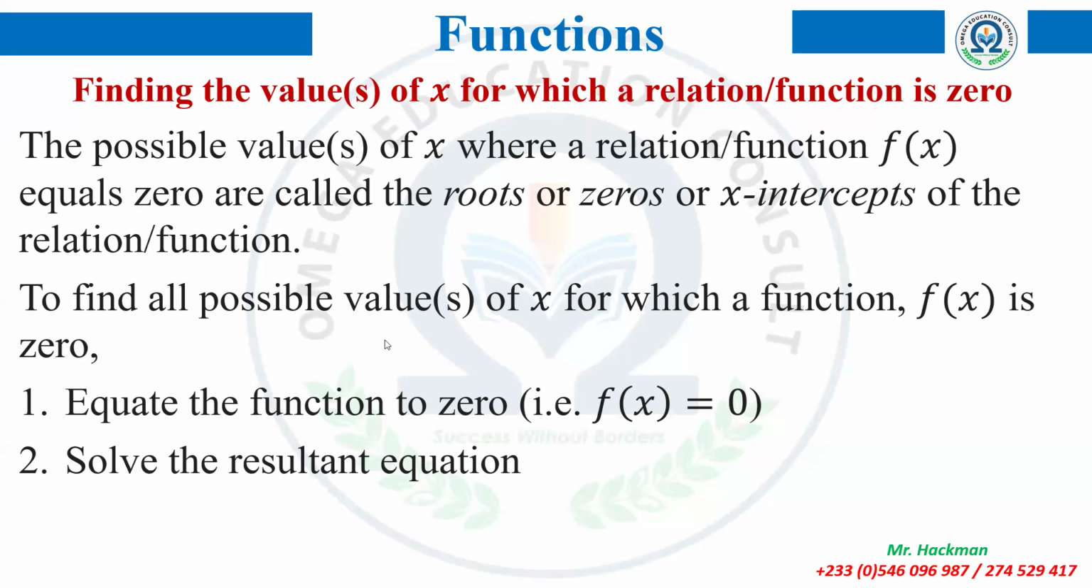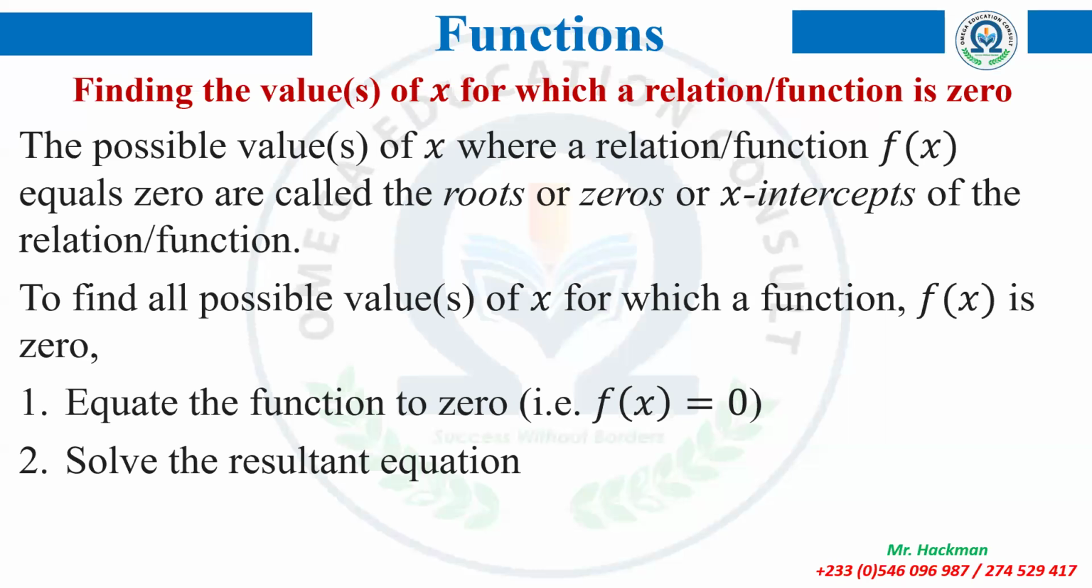After that, if you have issues, then I will throw more light on what we have here, to bring you on board. The possible value or values of x, where a relation or a function, and here I'm using a general function, f of x, equals 0, are called the roots or zeros or x-intercepts. So it means these three words can be used interchangeably for the relation or function. So if you are asked to find the zero, it's the same as being asked to find the roots or the x-intercepts of that function or that relation.